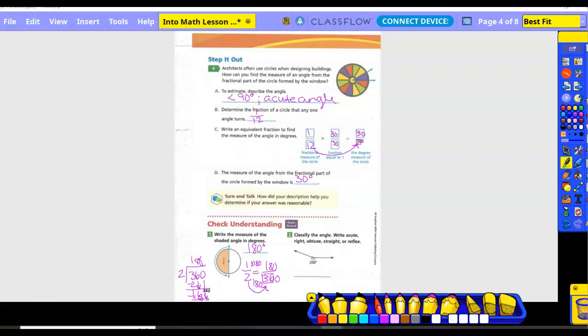Number 2, classify the angle, right? Acute, obtuse, straight, or reflex. So, is it less than 90? No. So it's not an acute. Is it more than 90? Yes. So it could be obtuse. It could not be right, or it could be a reflex or straight. Is it straight? No. So show me with your arm. Straight is how many degrees? 180 degrees. And then reflex is greater than 180. So what is it? It's a reflex angle.